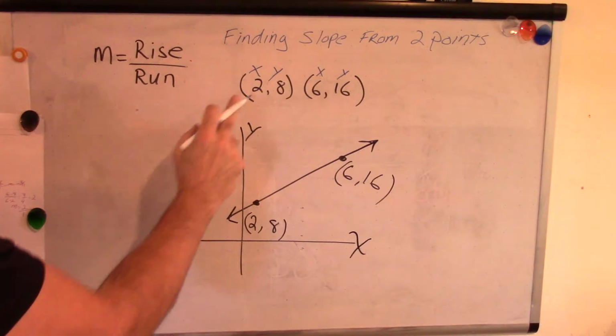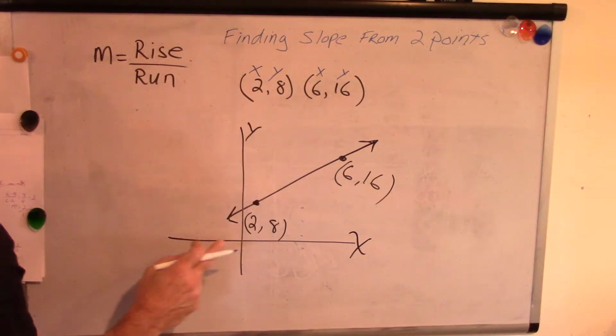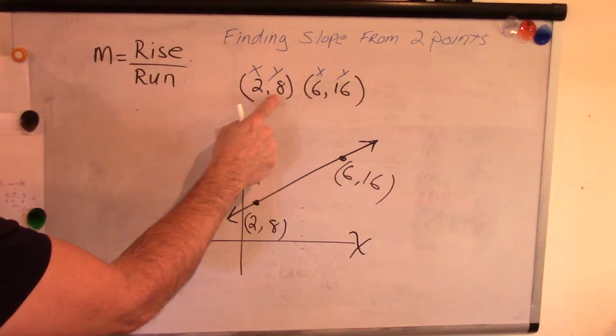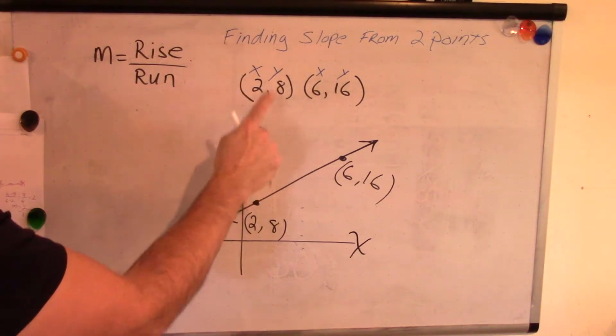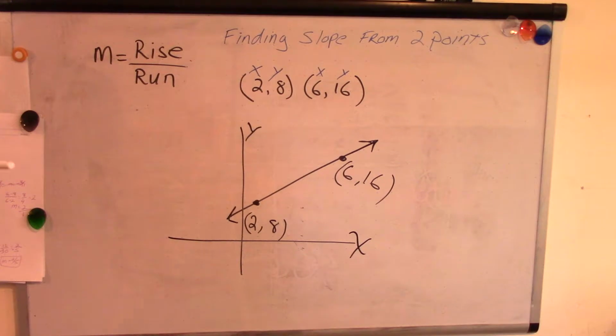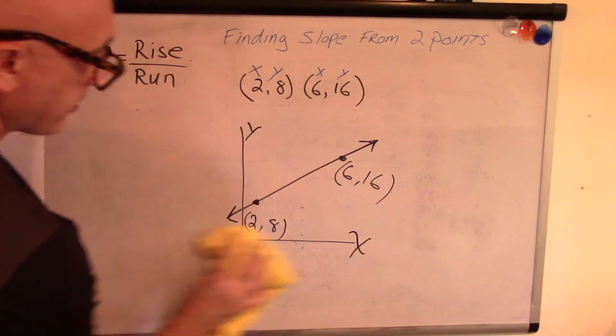If it's a positive x, you start at the origin and you go to the right. If it's a negative x, you start at the origin, go left. And then your y, if it's positive, you're going up. If your y is negative, you're going down. Okay? So I've got those 2 points. I'm going to erase this because we need the space.